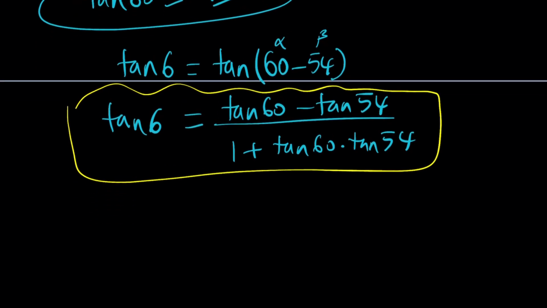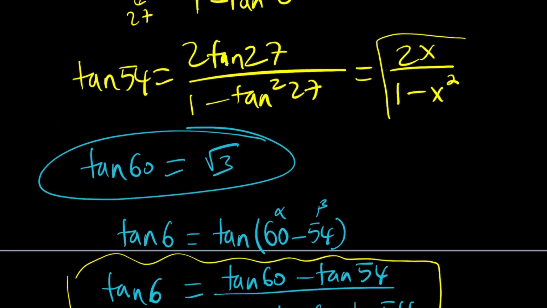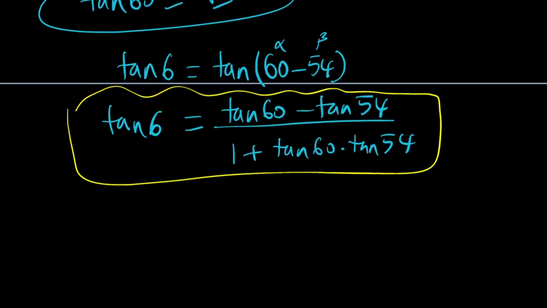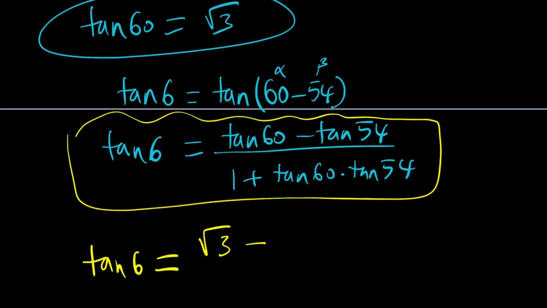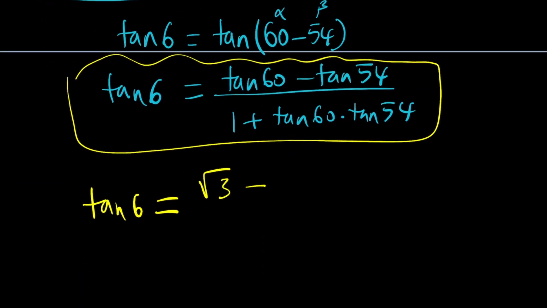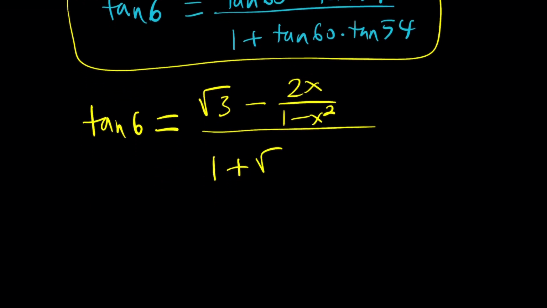We know tangent 60 is root 3. And tangent 54 we just found in terms of x. Let's go ahead and do the replacements and simplify and see what we get. So tangent 6 from here is going to equal tangent 60, which is root 3, minus tangent 54, 2x over 1 minus x squared. I'm going to go ahead and cheat here. Once you find the numerator, the denominator is easy because all you have to do is multiply those two things, square root of 3 times 2x over 1 minus x squared. And guess what? This is the answer.